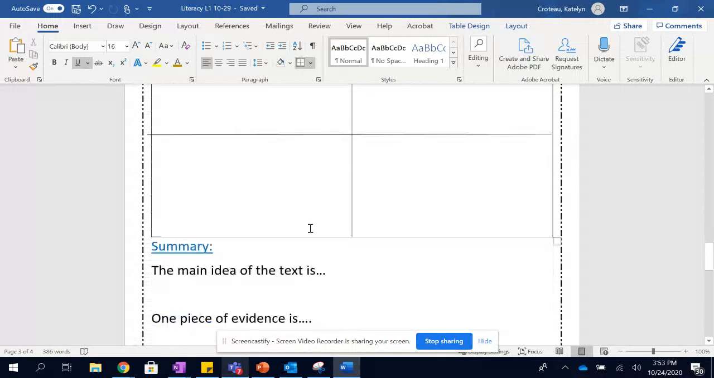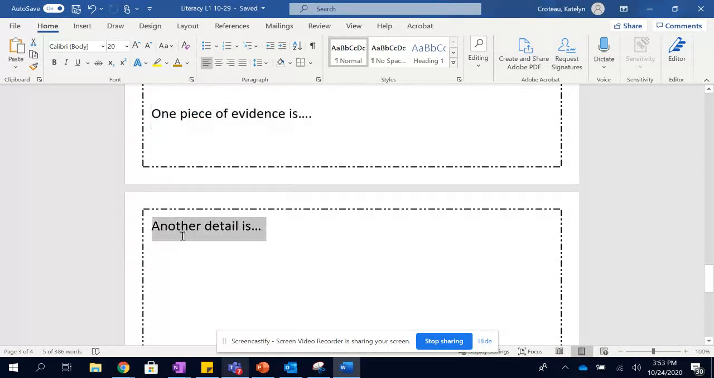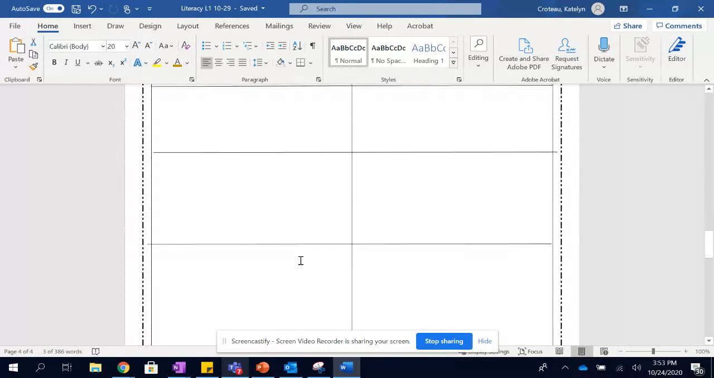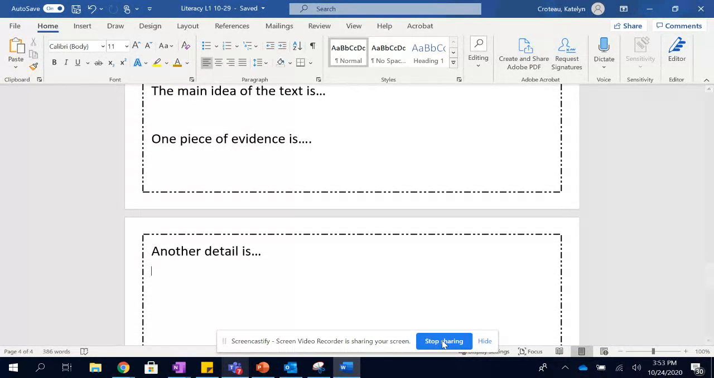Okay, finally, your summary. The main idea of the text is, one piece of evidence is, and another detail or another piece of evidence is. And you can use things from your note taker to help you formulate these ideas. Don't forget to make your Flipgrid video at the end.